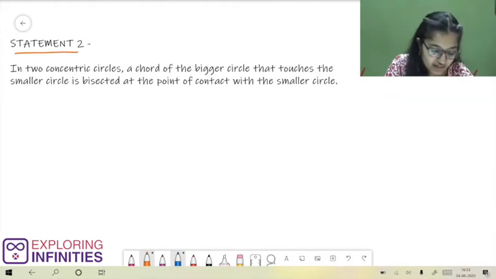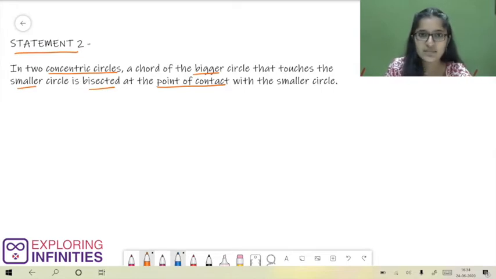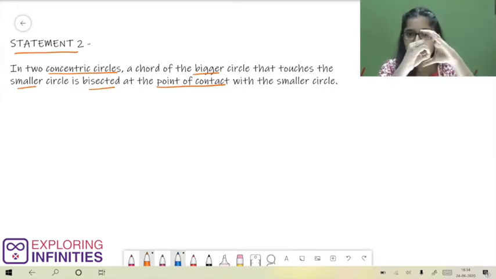Statement 2. In two concentric circles, a chord of the bigger circle that touches the smaller circle is bisected at the point of contact with the smaller circle. So in this statement we have two circles which are concentric. It means both these circles have a common center. So it looks like there is a small circle inside a big circle.